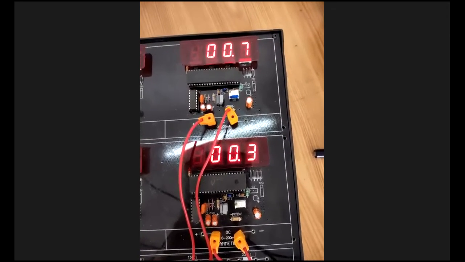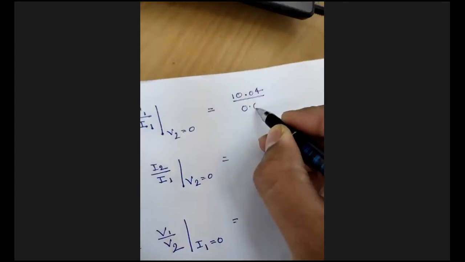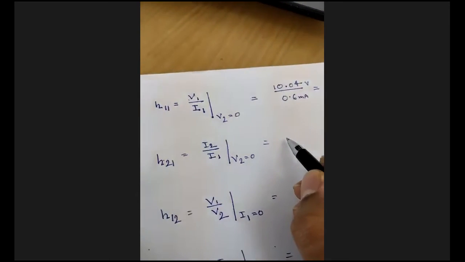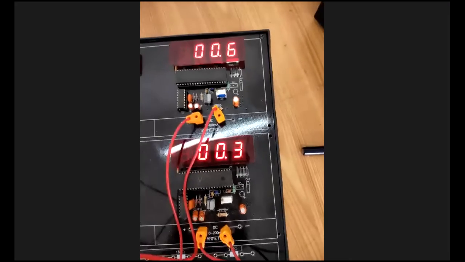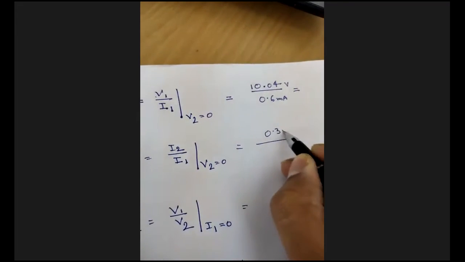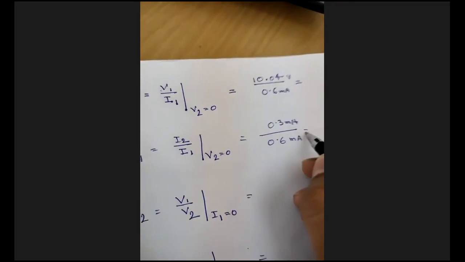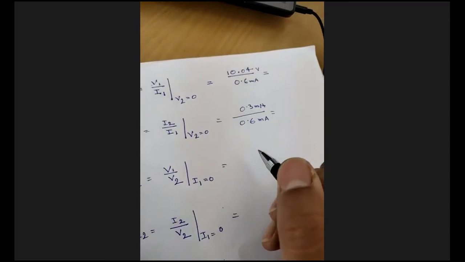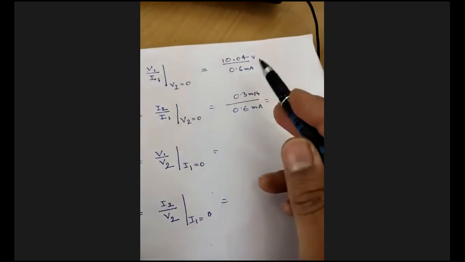0.6 milliampere. Okay, I1 is 0.6 milliampere. And what is the value of I2? Please tell me so that I can write. 0.3 milliampere. Okay, the value of I2 is 0.3 milliampere. Here V2 is equal to 0, and we just calculate. Milliampere to ampere, it becomes 10 to the power of minus 3, right? We have to multiply by 10 to the minus 3. You just calculate these things.